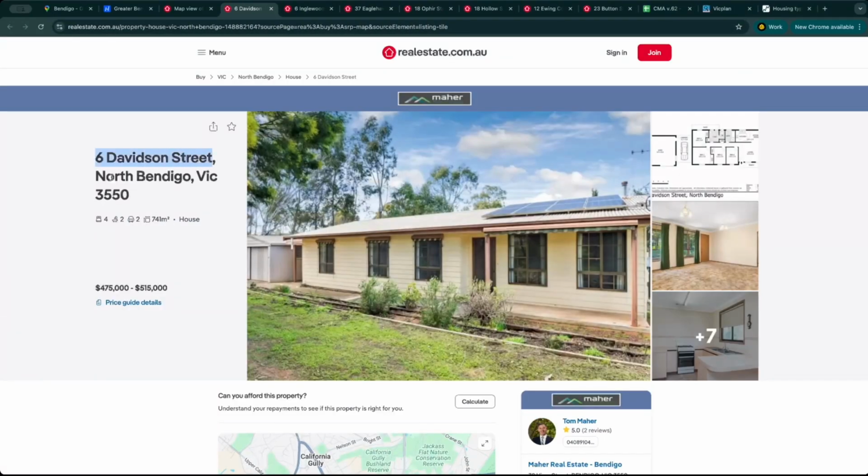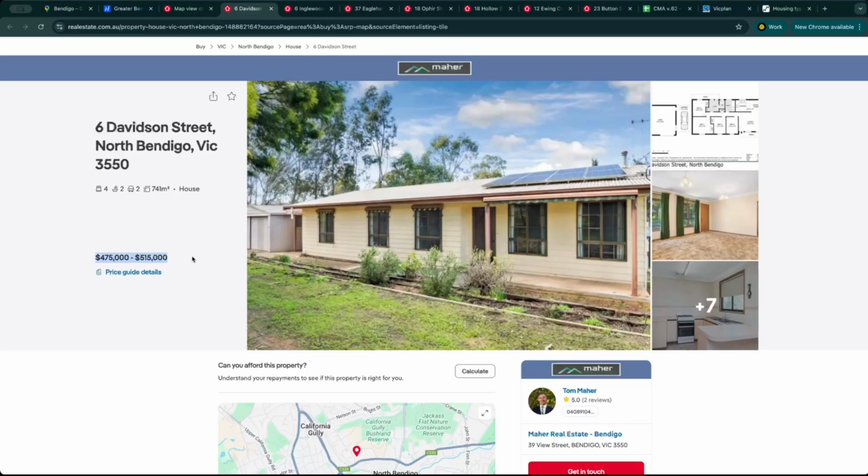Next is number 6, Davidson Street, North Bendigo. 4-bed, 2-bath, 2 parking, 740 square meters of land. Really good price range, which already is raising some question marks. Why is this property so cheap?